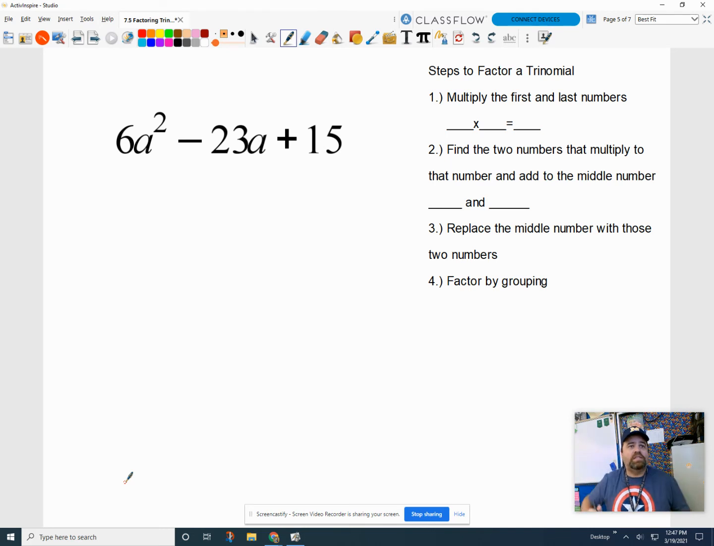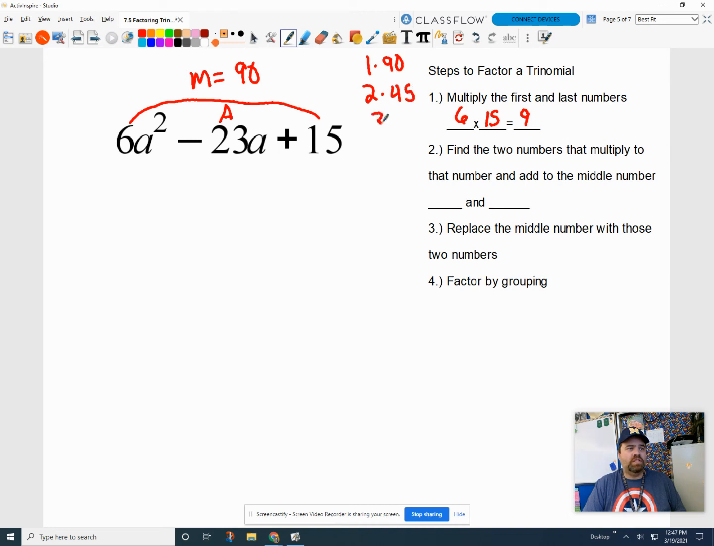All right, last one. This is a little bit bigger. So I'm looking for numbers that multiply, this time to 90, and add to negative 23. So let's see, 6 and 15 gave me 90. So I'm going to write out all my numbers that multiply to 90. That seems like a lot. It'll be pretty evident here in just a second what's what.